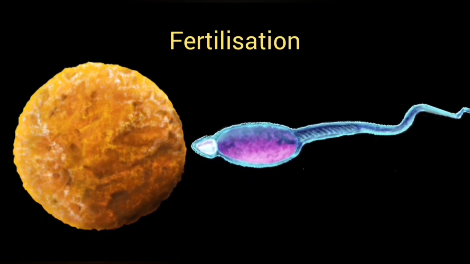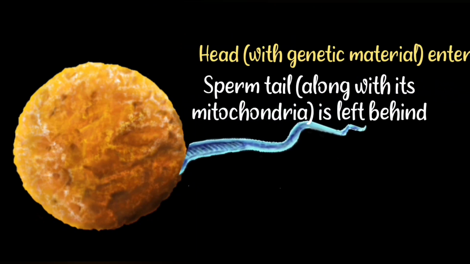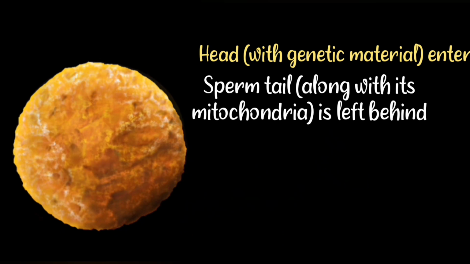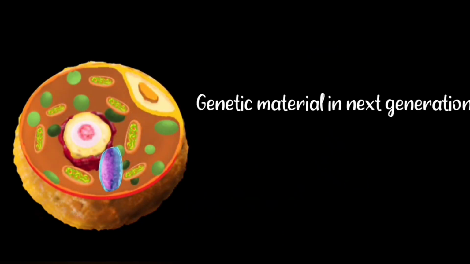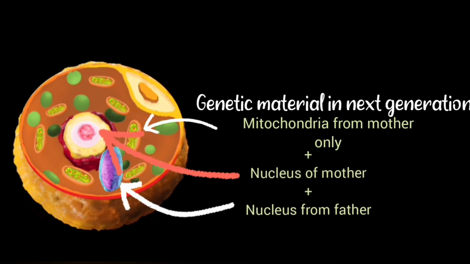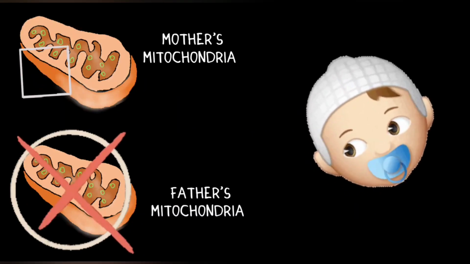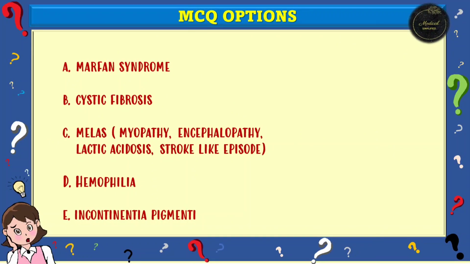When fertilization occurs and the head of the sperm enters the ovum, it sheds its plasma membrane and leaves behind its tail, along with the mitochondria. Thus, the product of conception has only female mitochondria but the nucleus of both male and female. Hence, the mitochondria with their unique genetic material never form a part of the next generation. Since we have decoded the pedigree and concluded that it shows mitochondrial inheritance, the next part of the question is to choose the disease where the mutation shows mitochondrial inheritance.